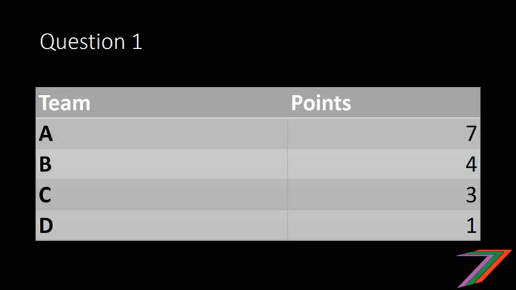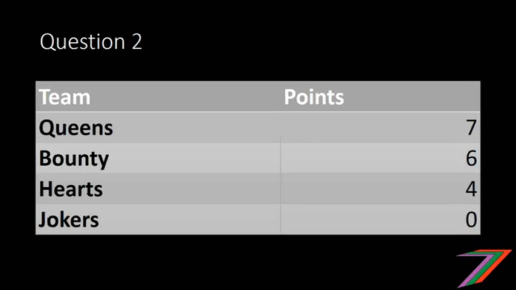If you need time, just pause the video and think about it, and we'll get to the answers at the end of the video. So that will be after the next 2. So we've only got 3 questions. So yeah, just have a go at that. Now on to our second question. A little bit more creative this time. I'm actually giving them names. So you've got the teams here: Queens with 7 points, Bounty with 6, Hearts with 4, and Jokers with 0.